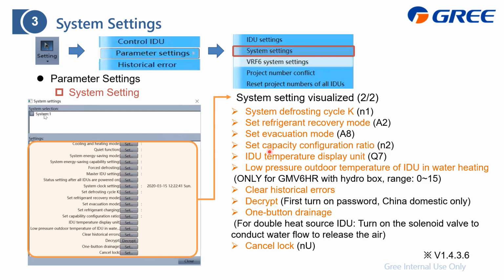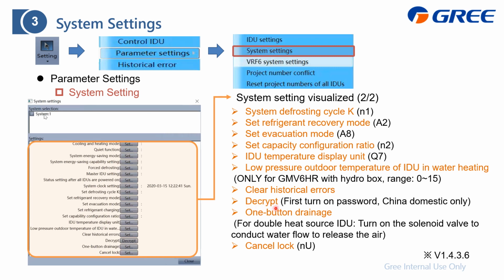N2 is the capacity configuration ratio, we offer you up to 150% capacity diversity setting. And the indoor unit temperature display unit Q7, either Fahrenheit or Celsius, you can also select from here. Low pressure outdoor temperature of indoor unit in water heating. This is only for the GMV6HR with hydro box. The range is from 0 to 15. And the clear historical error, just like its name.